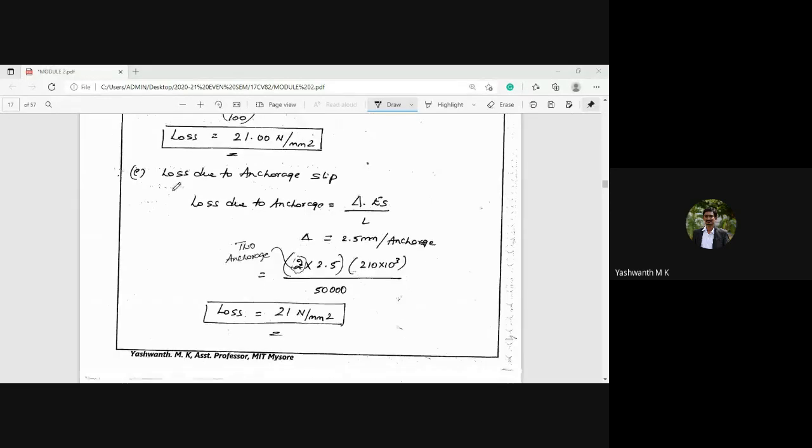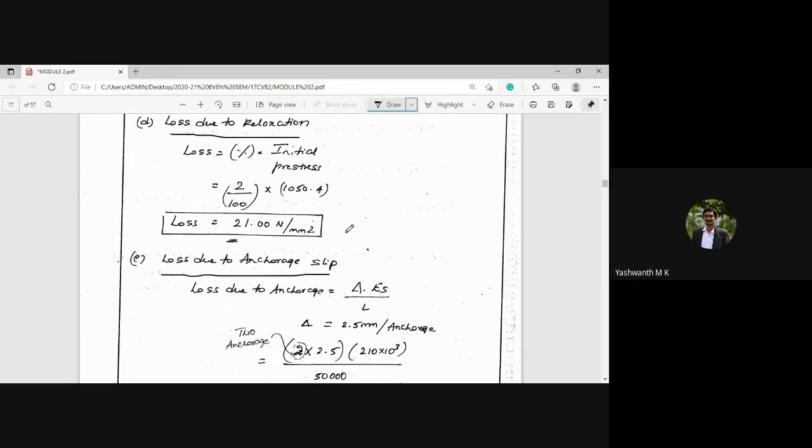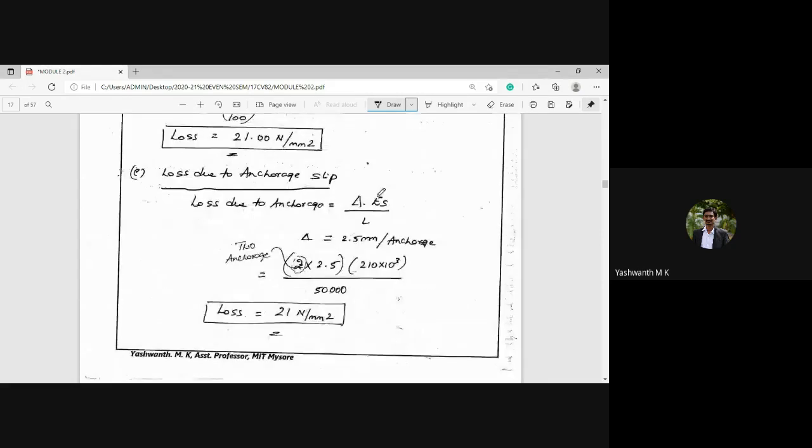Next comes a very important thing, loss of pre-stress due to anchorage slip. So now what is the formula? Loss of pre-stress due to anchorage slip is equal to delta by L into Es. Because this is a post-tension beam, as I stated, two more losses will come into the picture. One is anchorage slip, another one is friction. So we use this formula. Next, please observe, in the problem they have given the anchorage slip is equal to 2.5 mm per anchorage.